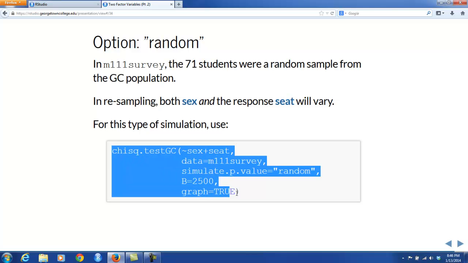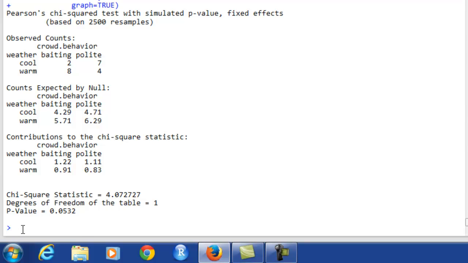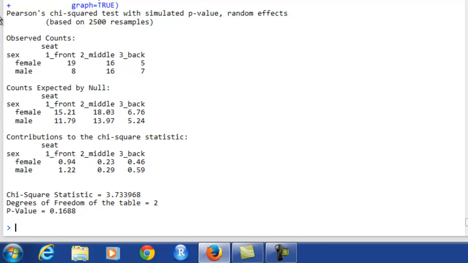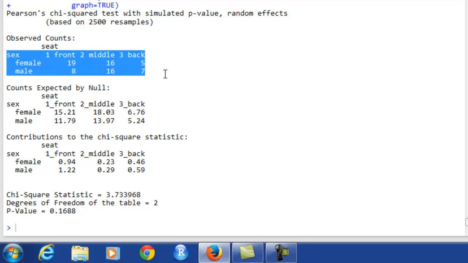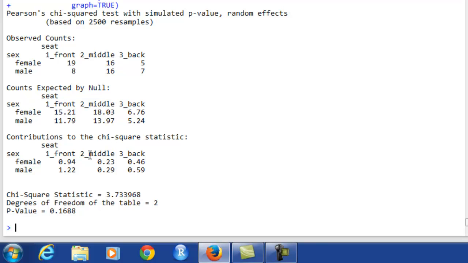Let's give it a try. Pasting into the console, running the code. So here are our observed counts in our two-way table. Here's what's expected by the null, the contributions, our familiar chi-square statistic of 3.73. If the null is right, you should get a chi-square around 2.